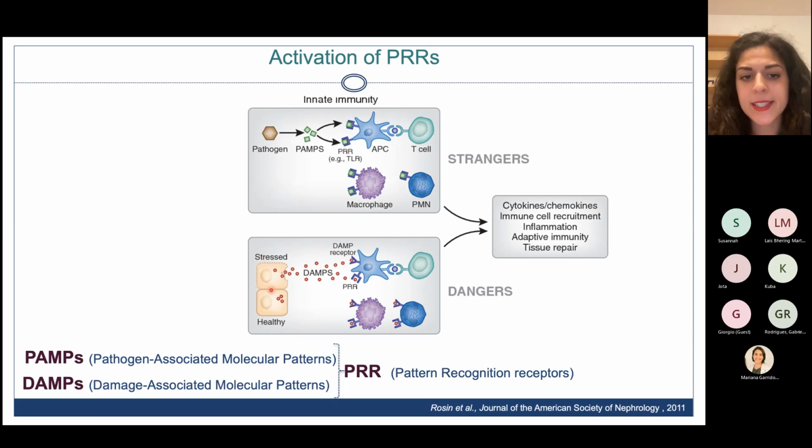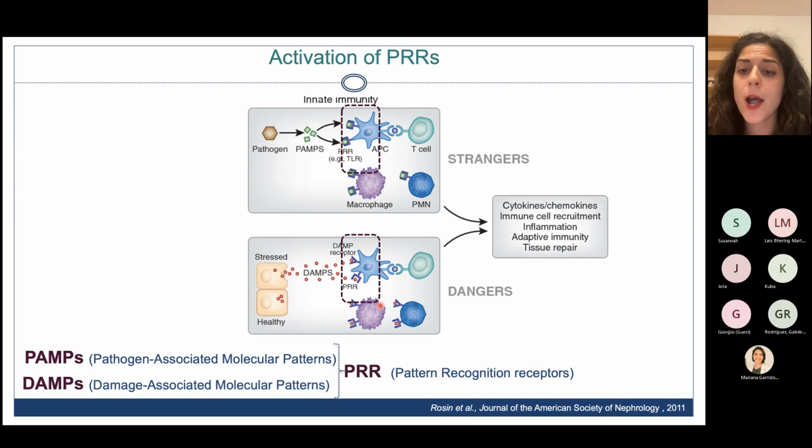Moreover, cells can be stressed, for example by a lack of oxygen, a lack of nutrients, radiotherapy, or drugs. In this case, you will have damage-associated molecular patterns, or DAMPs, that will also activate the same cells with the same pattern recognition receptors. And so in both of these cases, the sensing of pathogens or stressed cells will lead to activation of the innate immune system.